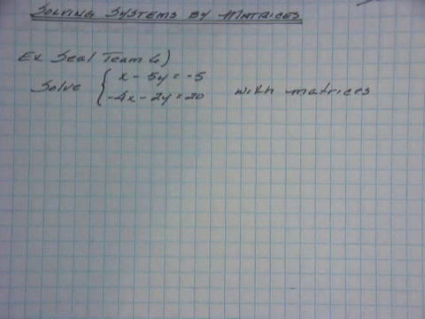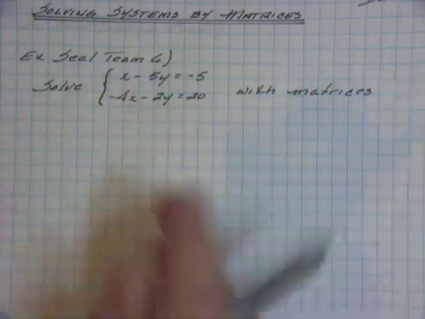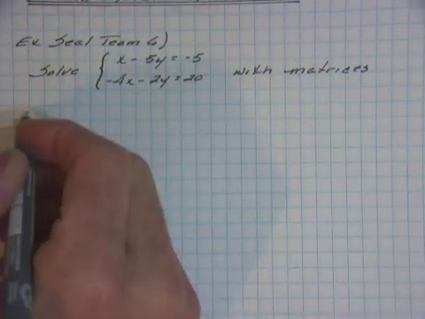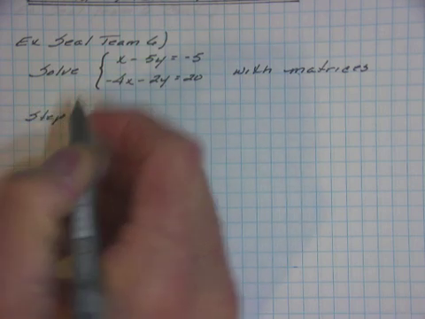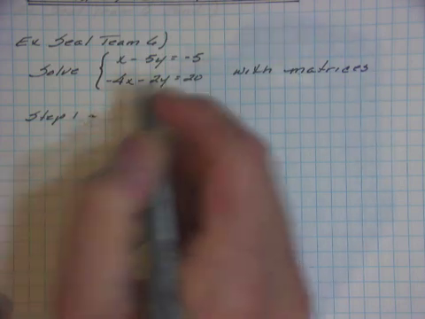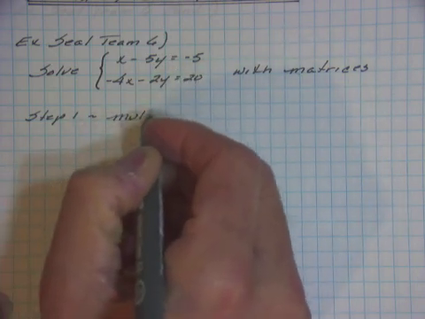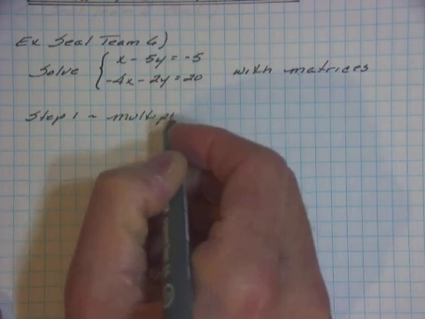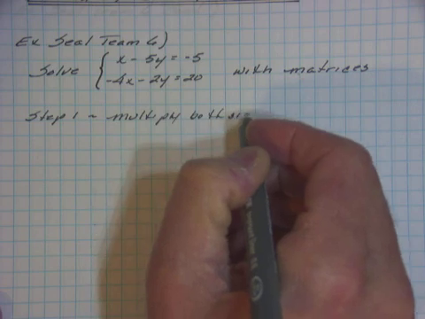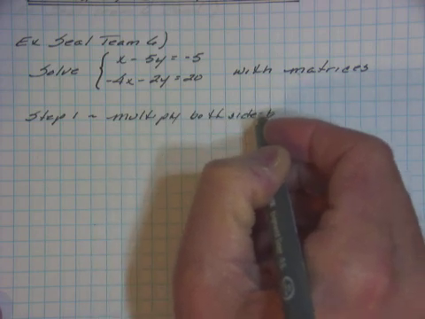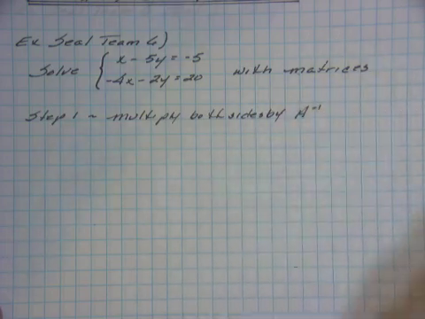Okay, so I've got the example. We've got a system of equations, and we're going to solve with matrices. Let's break this into steps. So, step 1, multiply both sides by the inverse matrix of A.